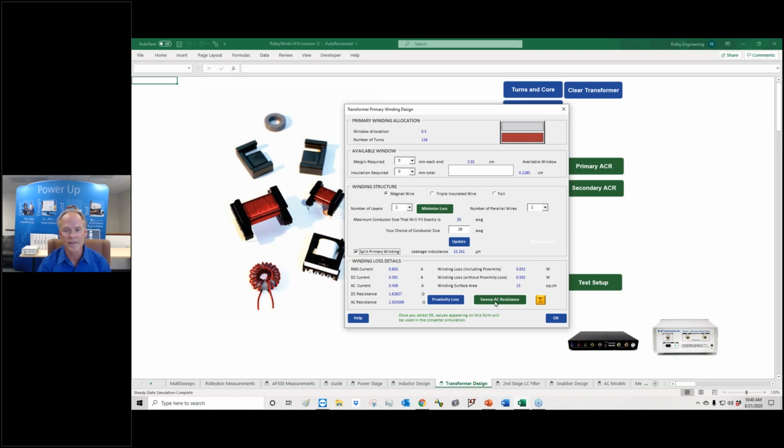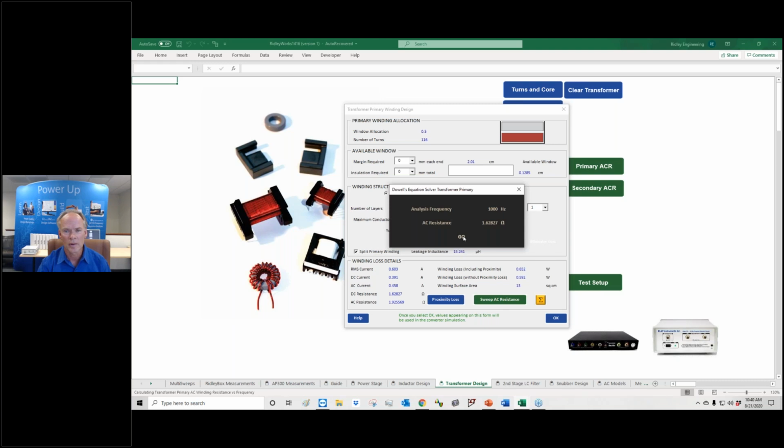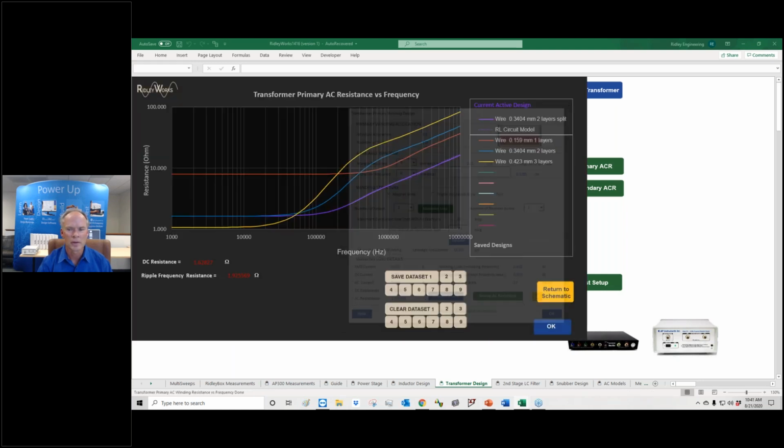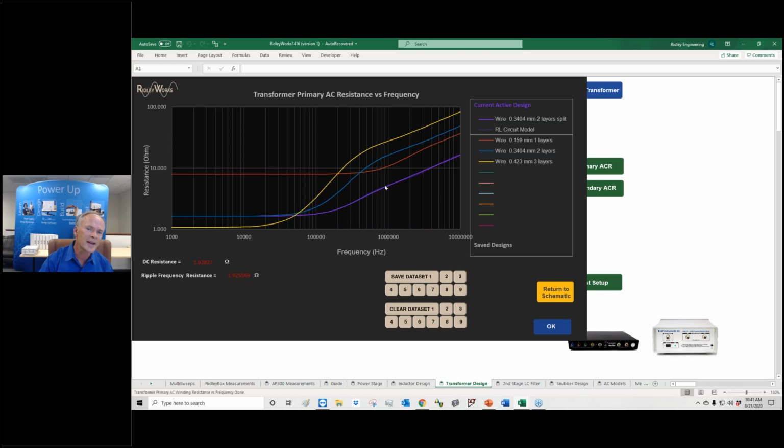Let's go solve that AC resistance again. Solving Dowell's equation for transformer primary. 10 kilohertz. Since we've had a program talk to us, I actually find it kind of reassuring being told what's going on. 1 megahertz. 10 megahertz. Solution complete. So here's our next solution.